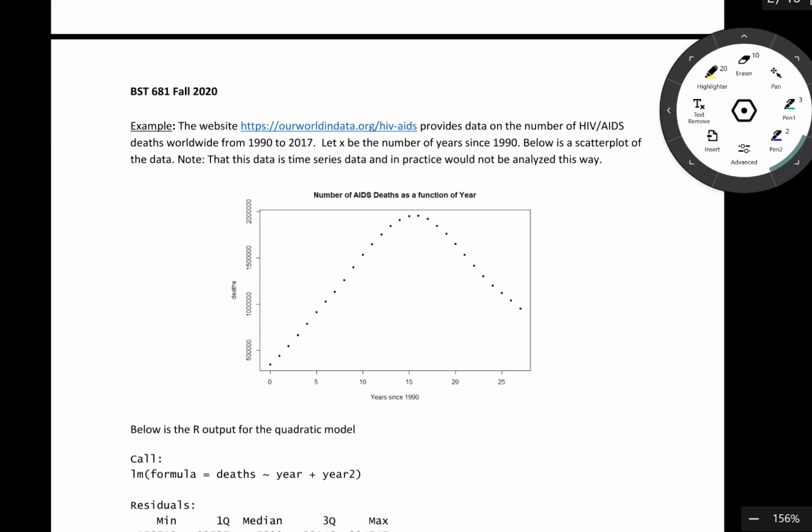So let's look at an example. There's a website provided here which provides data on the number of HIV/AIDS deaths worldwide from 1990 to 2017. We're going to let x be equal to the number of years since 1990, and below is a scatter plot of the data. Now one thing to note here is this is technically time series data, and in practice I wouldn't analyze it this way, but we're going to look at this example for illustration. So if we look at this scatter plot, we can very quickly see that the points do not form a straight line, which is what we've looked at previously, and there is an obvious curvature here. So we'd like to build a regression line that can model that curvature.